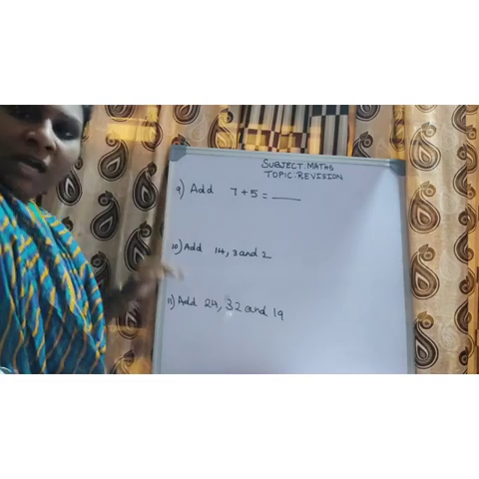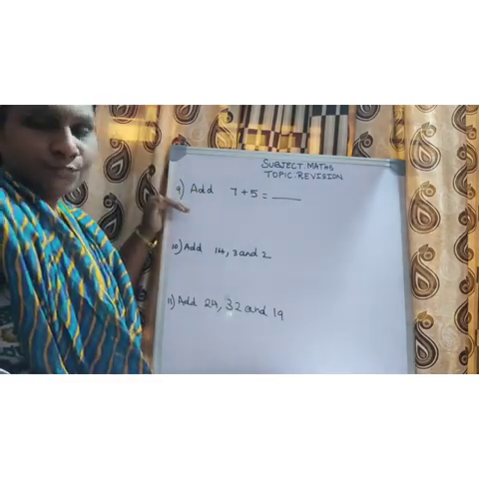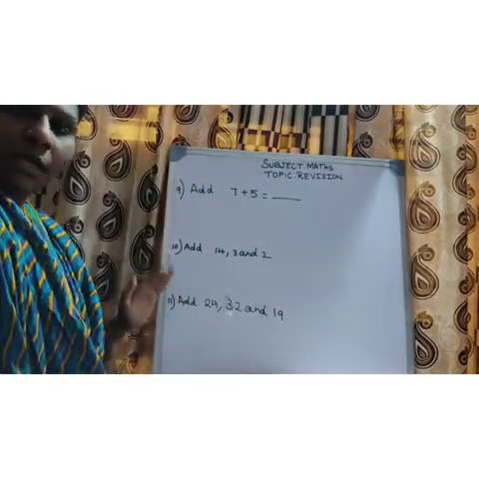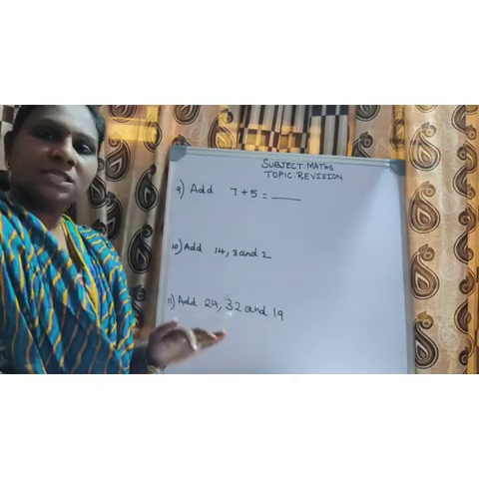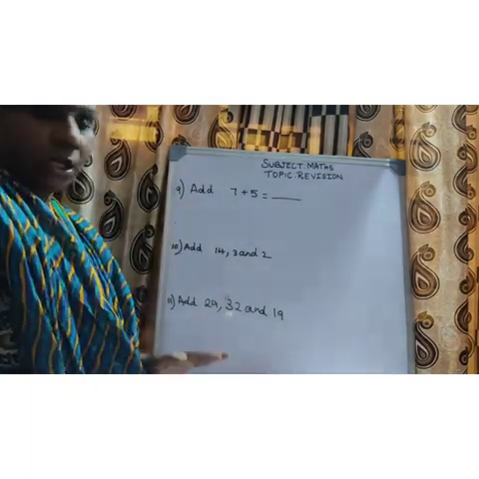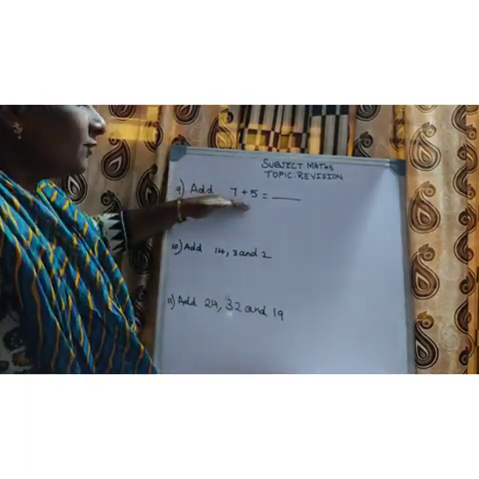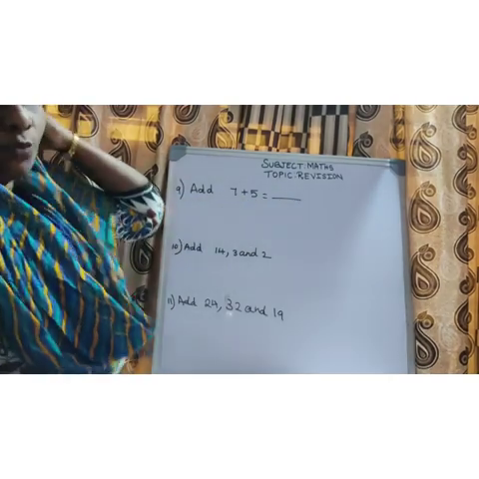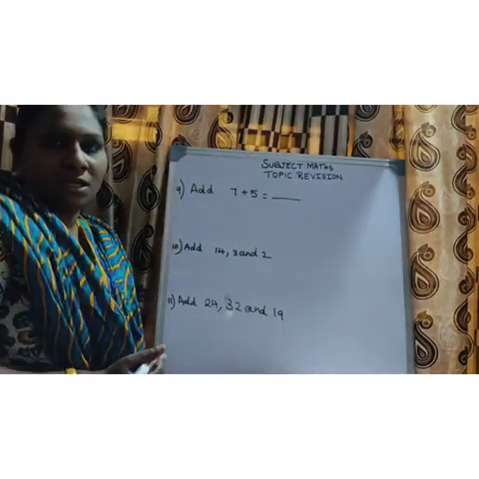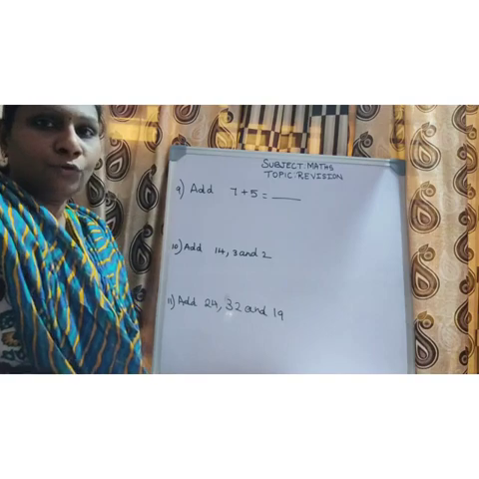Add: 7 plus 5 equals dash. It will not be arranged; it will be asked in this form only. So the questions will be asked in the test the same way I have written. So add 7 plus 5 equals dash. What should you do now? You should arrange the numbers first. Then after that you have to add.